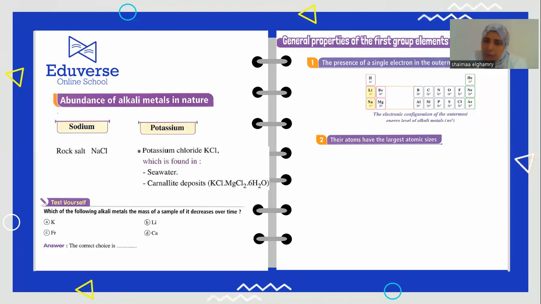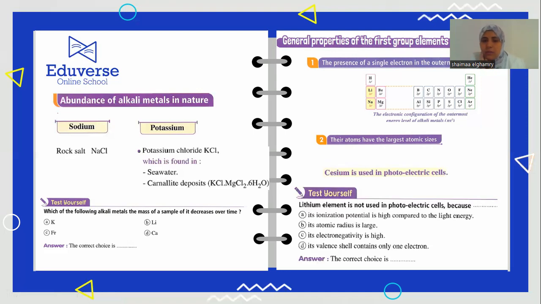They are very active metals, and they are affected by light to release their electrons from the outermost energy level, which is known as the photoelectric effect. Cesium is used in the photoelectric cell. Why? Because cesium has a very large size and very low ionization potential. Lithium is not used in the photoelectric cell.